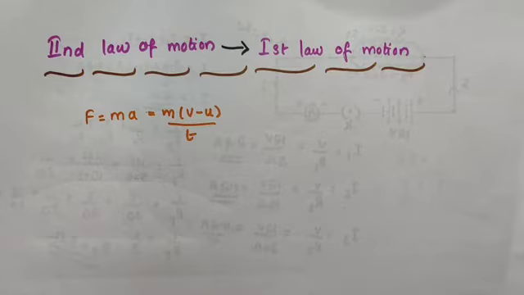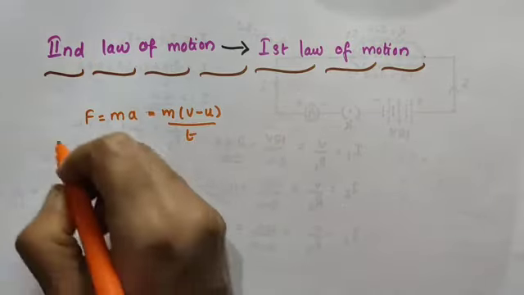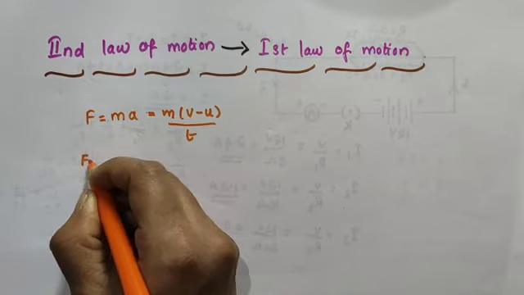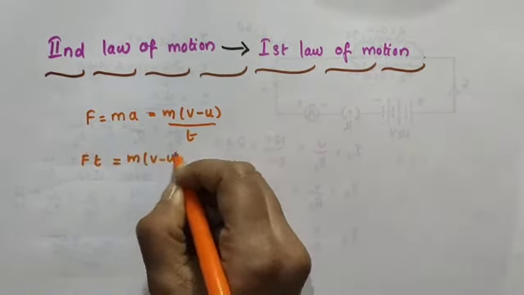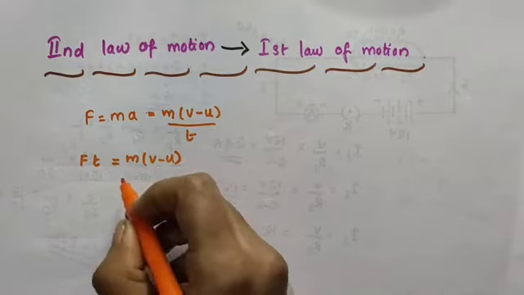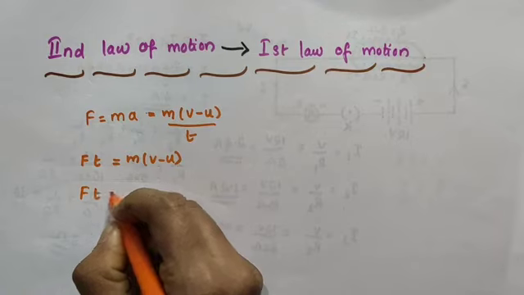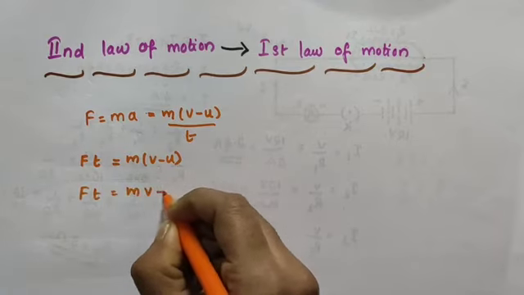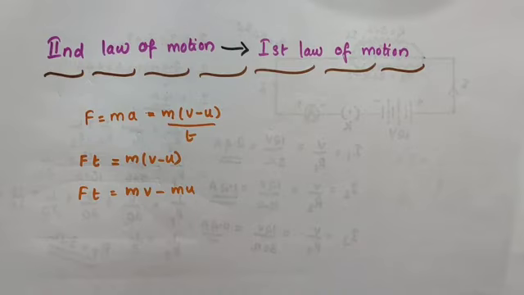Now you see, if I take this t to this side, it goes to the numerator. So we can write F into t, which is equal to m into v minus u. This can be written as F into t is equal to m into v minus m into u. Okay, m into v minus m into u.